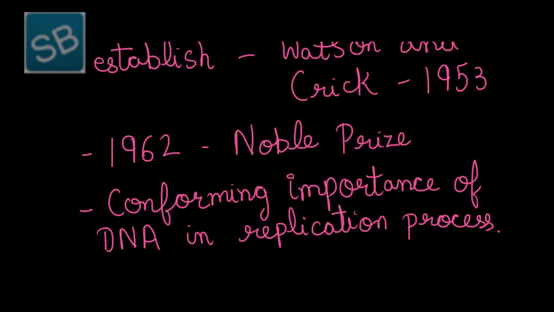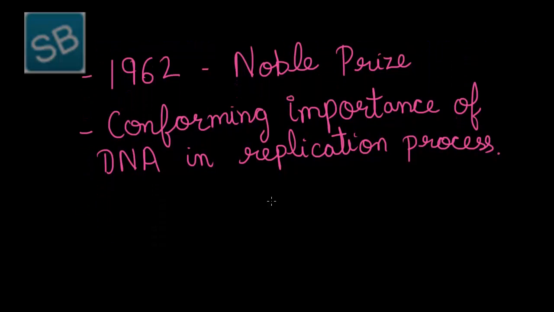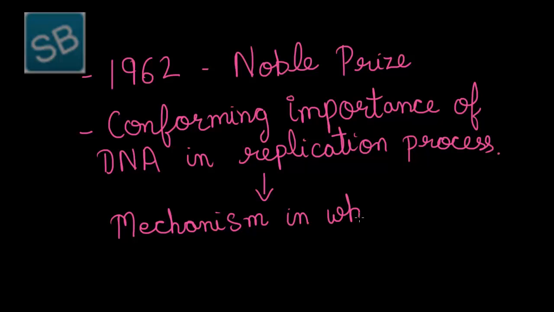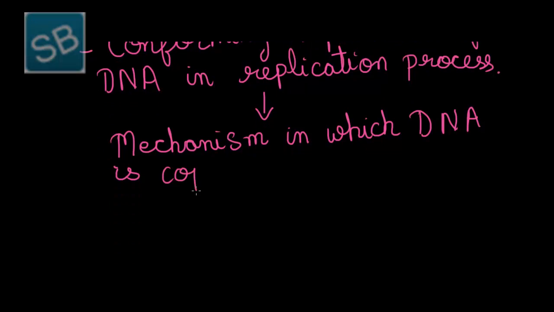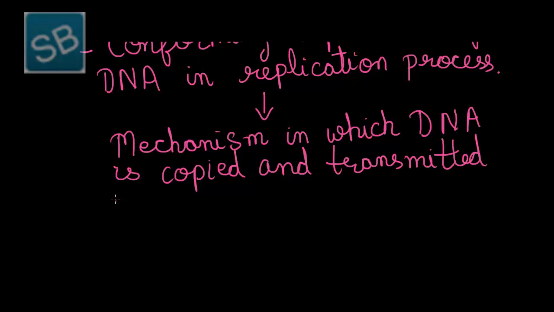But what is DNA replication? DNA replication is considered a process, or we can say a mechanism, in which the genetic material, that is DNA, is copied and transmitted to the progeny. So, such a process or mechanism with the help of which copying and transmission of DNA to the progeny occurs is called DNA replication.